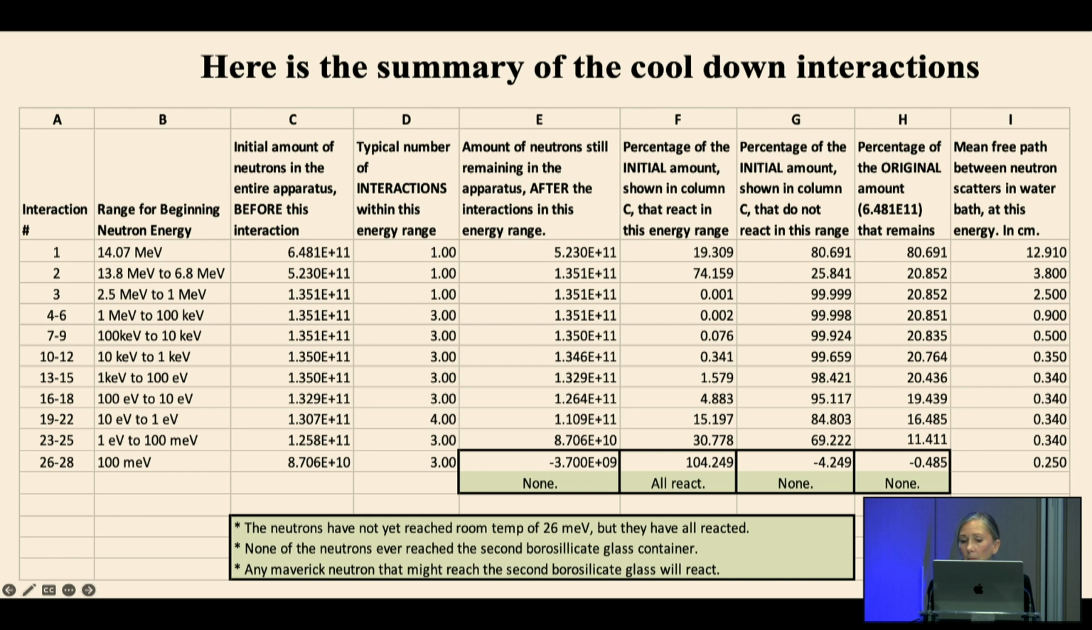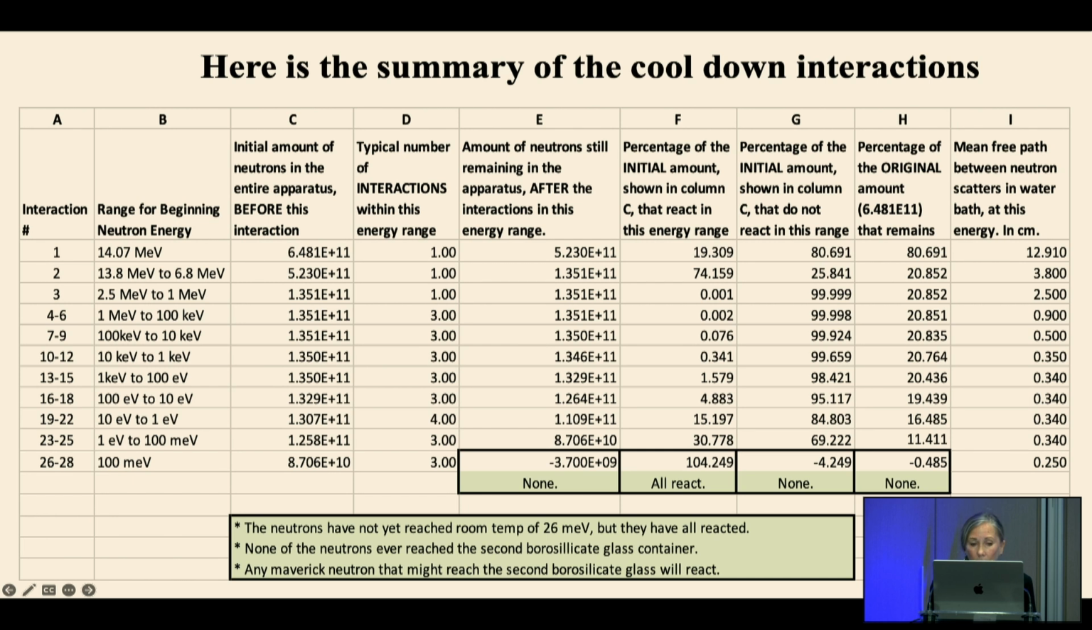This is the mean free path of the neutrons as they interact with the hydrogen-1 in the water bath. As you can see with these numbers here, for most of the interactions, after the first 2 or 3, the neutrons barely make it more than a small fraction of a centimeter. They just sit there vibrating back and forth, stuck in the water, until they eventually react. After 28 back and forth scattering interactions, they have all reacted.